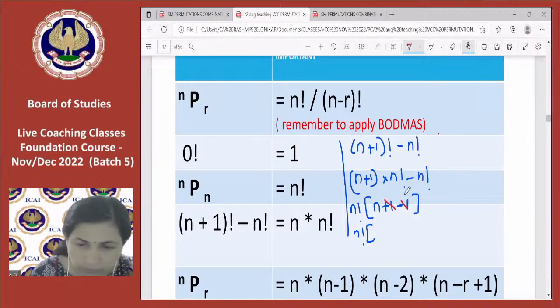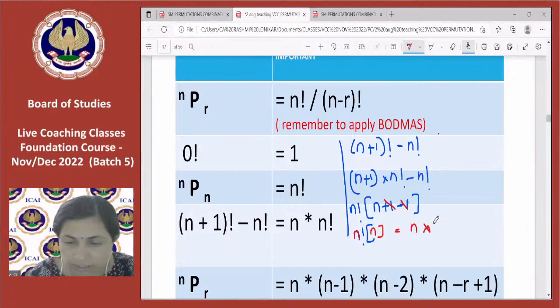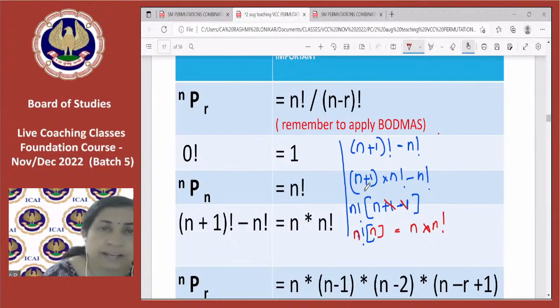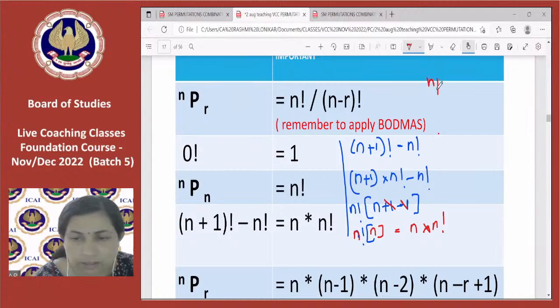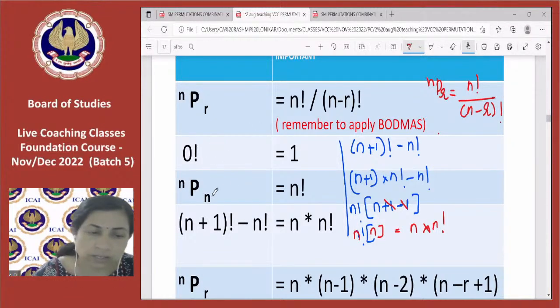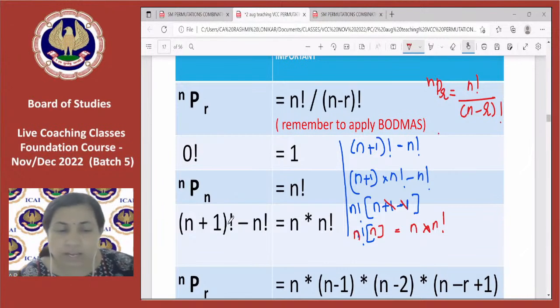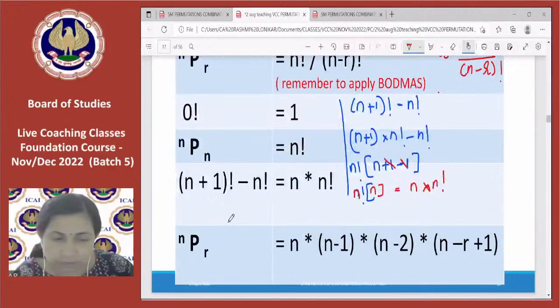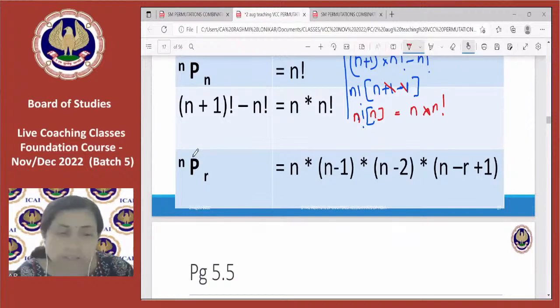This plus 1, this minus 1 will get cancelled and this will be n factorial into n. So this is written as n into n factorial. Okay, so I have shown you. So remember, nPr is n factorial upon n minus r factorial. 0 factorial is 1, nPn is n factorial. (n plus 1) factorial minus n factorial is n into n factorial.